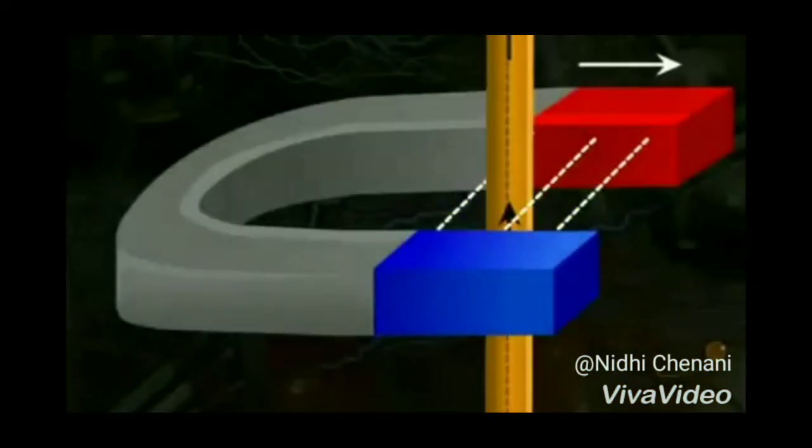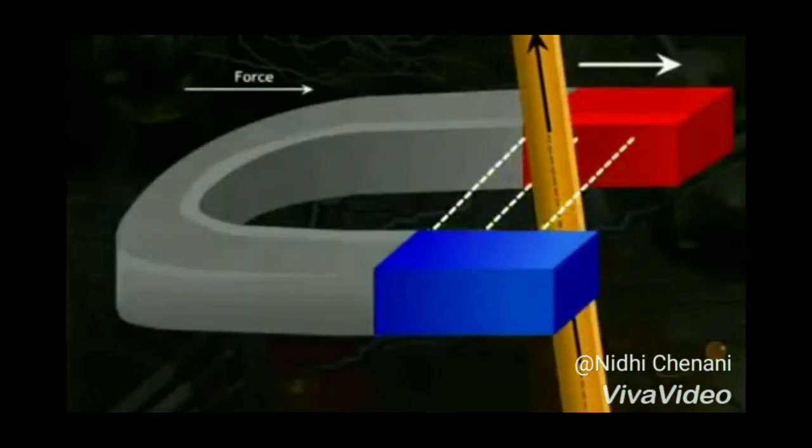Now when do we get the maximum force? We get the maximum force when the rod is perpendicular to the magnetic field of the horseshoe magnet. When we place the rod perpendicular to the magnetic field, the force experienced is maximum, right? Hope you have all understood this activity very well.